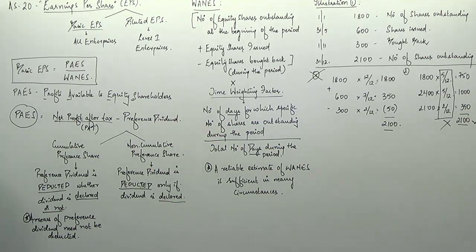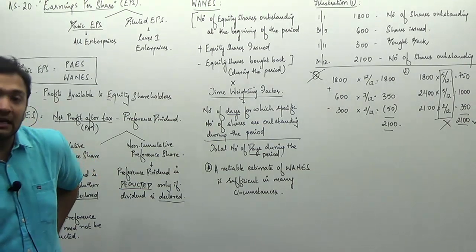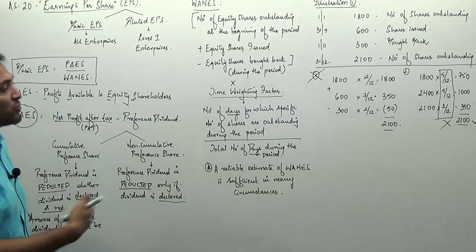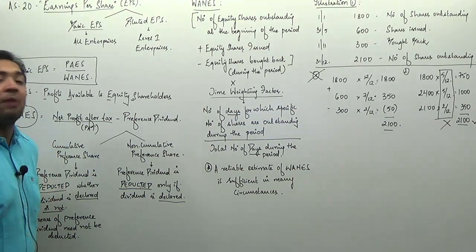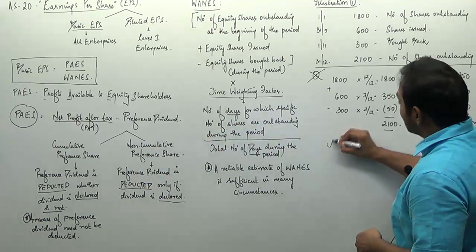Yes guys, if you are done with this, then we'll have to think about what the adjustments to weighted average number of equity shares are. Well, weighted average number of equity shares computation is not as simple as what we have seen till now. There are a few adjustments to weighted average number of equity shares that we have to think about. What are these?